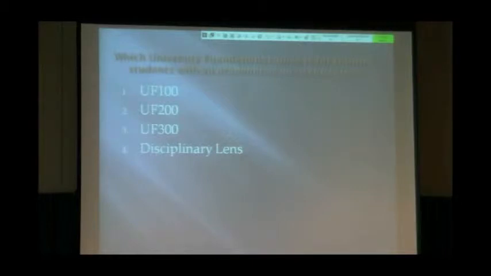Which University Foundations course is for transfer students with an academic associate's degree? So 67% of you are correct. It is UF 300. There are a few other rules about who gets into UF 300, who has to take UF 100, who has to take UF 200. All of that's available on the Foundational Studies website.